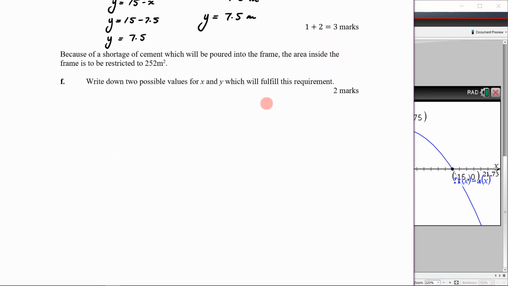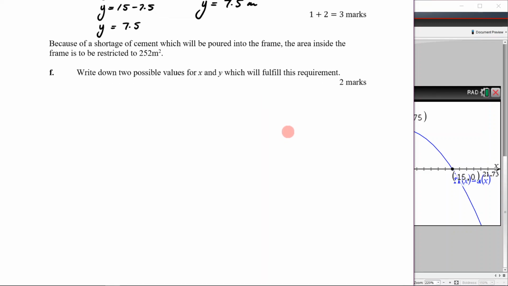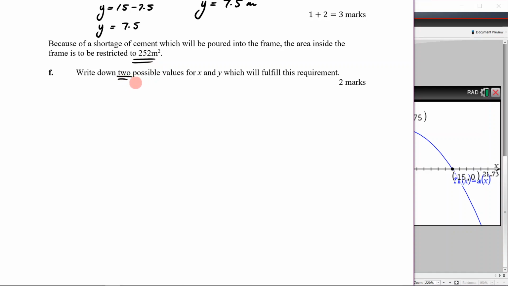Is this the last part? Wow, this is the last part. Okay, so here it says, because of a shortage of cement, which will be poured into the frame, the area inside the frame is to be restricted to 252 meters squared. Write down two possible values for x and y which will fulfill this requirement. So now we have this restriction that the area has to be 252 meters squared, and there are two possible ways in which this could occur, and we need to find the x and y values that correspond to them.